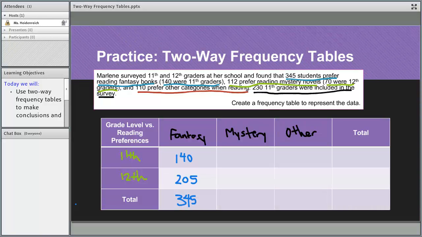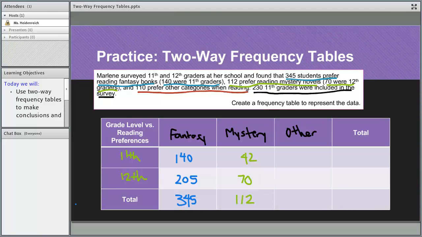And then we've got to deal with the second category, mystery novels. So this is pretty similar here. It says 112 preferred reading mystery novels. So that's a total. And that 70 of those people were in 12th grade. So again, we have a missing number in this column, but we can figure it out because we have the total. So 112 minus 70 comes out to 42. So that was another number that we had to figure out.